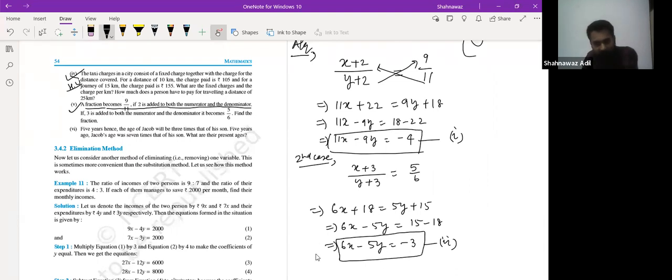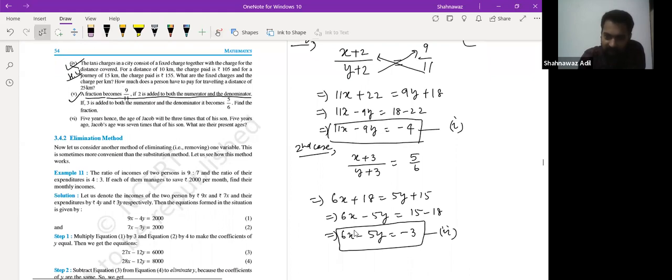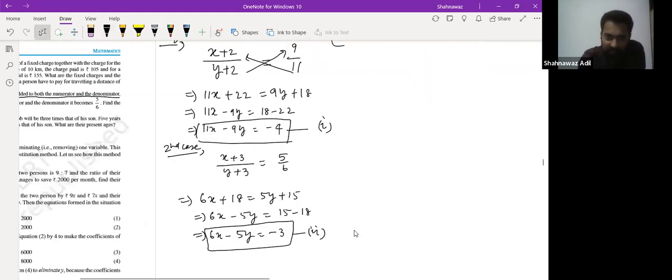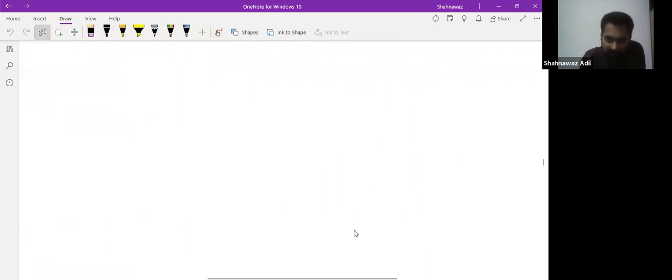Yes, sir. So until now we only know one method, and that is the substitution method. And after one question, we will know about the elimination method.